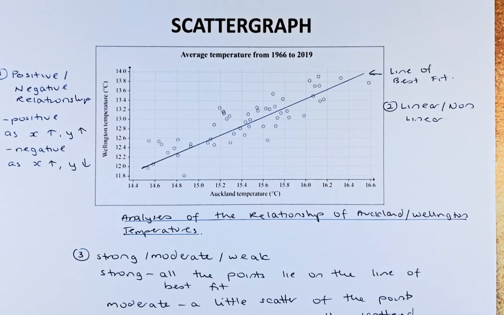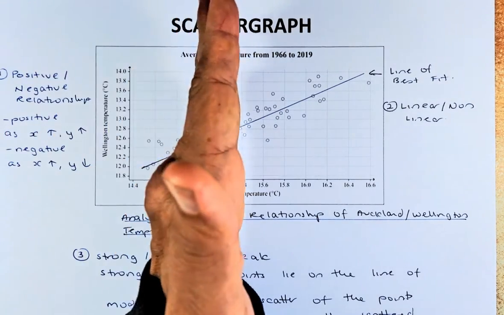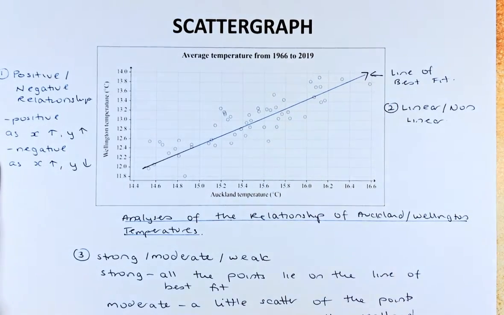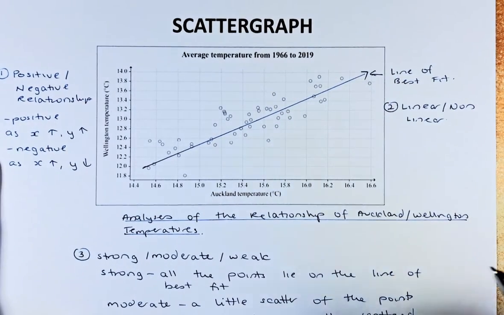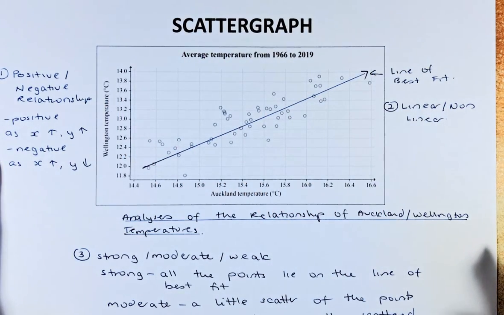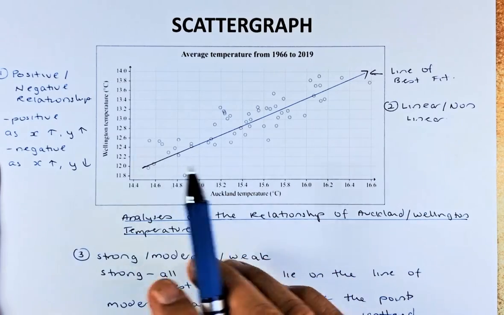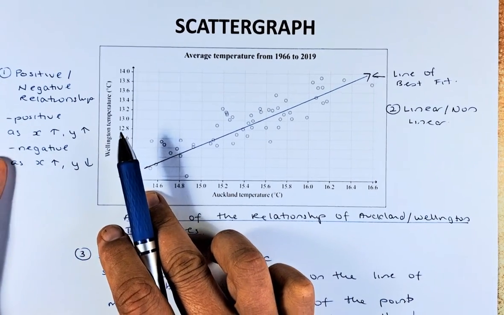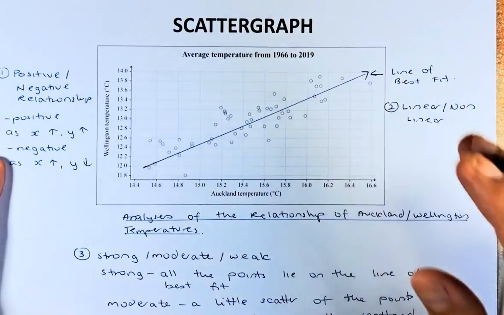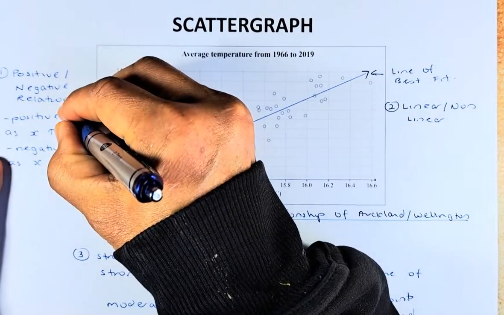Okay, so positive: if you are moving from left to right, this graph is going up. If it's going up, then it is positive. If the graph is going down the other way around, then it is negative. In our case, it's positive because as the temperature goes up in Auckland, the temperature also goes up in Wellington. So it is a positive relationship.